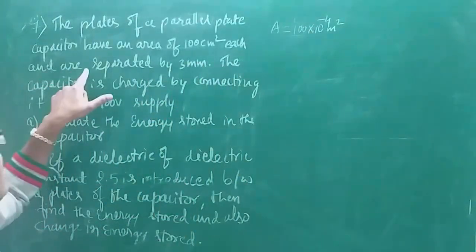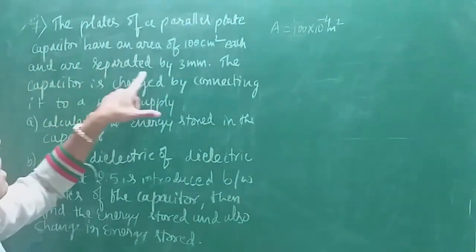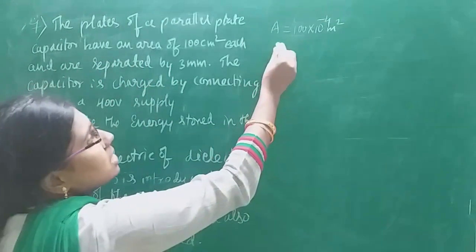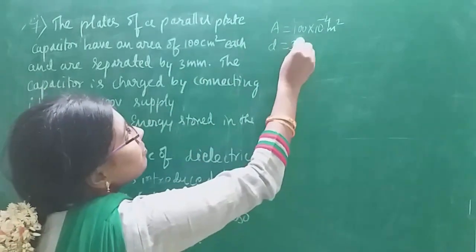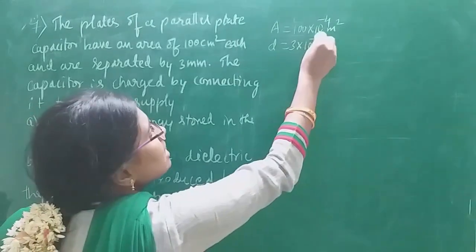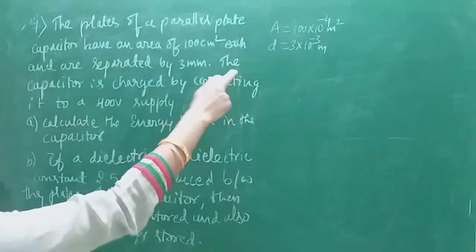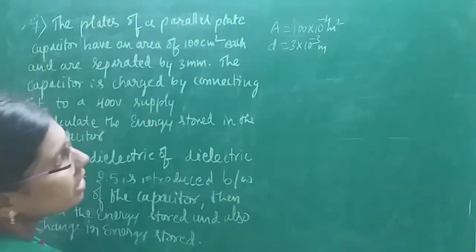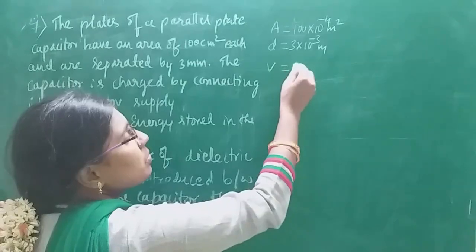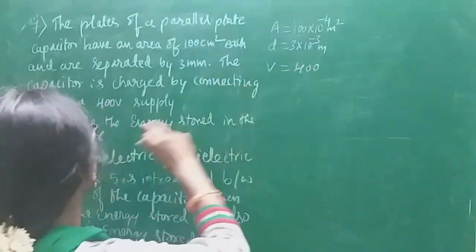Each plate is separated by 3 millimeter. So the plates of the capacitor are separated by 3 millimeter. Milli means 10 power minus 3 meter. Okay, so the capacitor is charged by connecting it to a 400 volt supply. They have given the potential applied to the capacitor, that is 400 volt.